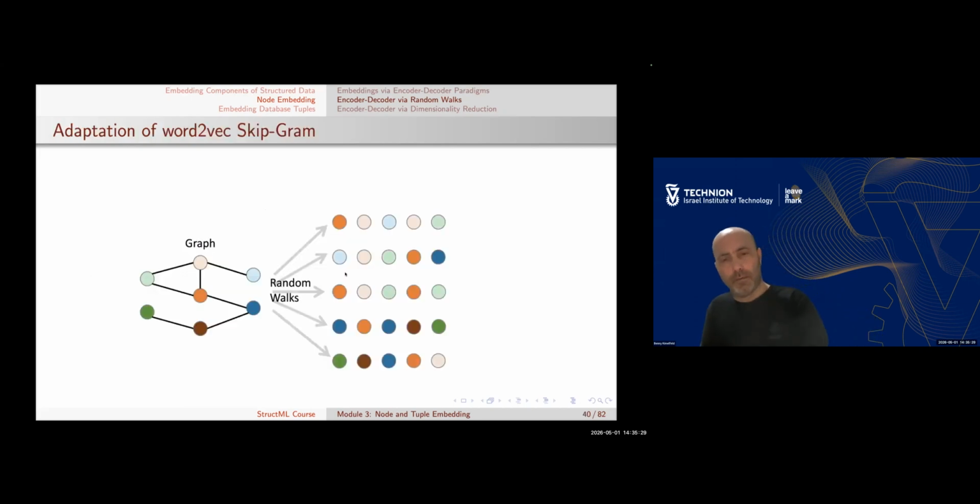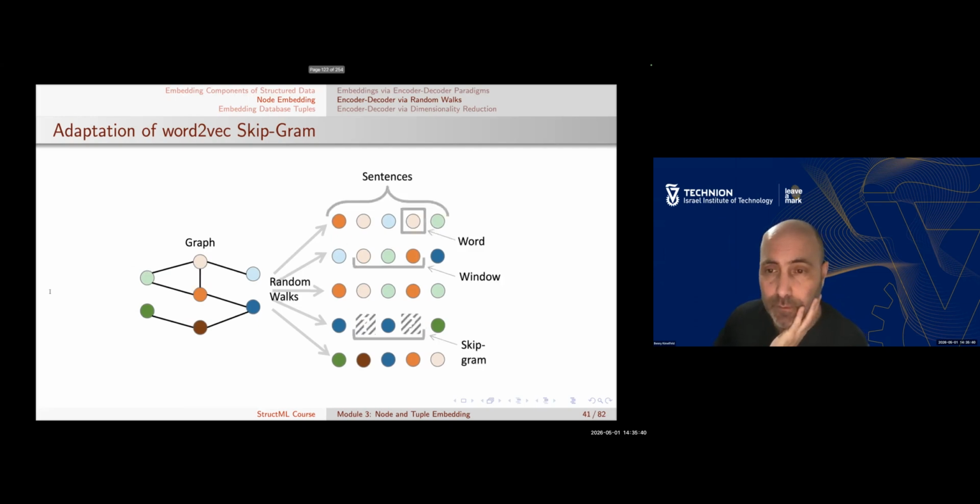Now, this is how it looks like, in an illustration. You have the graph. You produce random walks. These are our sentences. In each sentence, each node is a word. We have the running window over the sentences. And then we mask parts of the window, trying to guess what it is. Okay, so this is the idea.